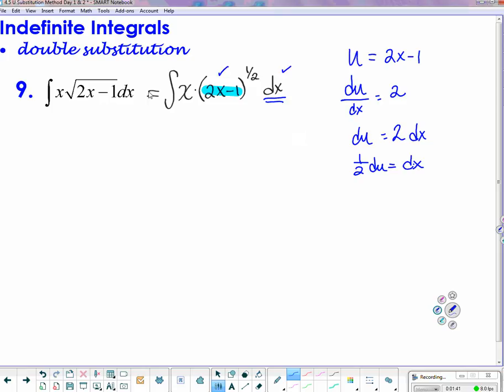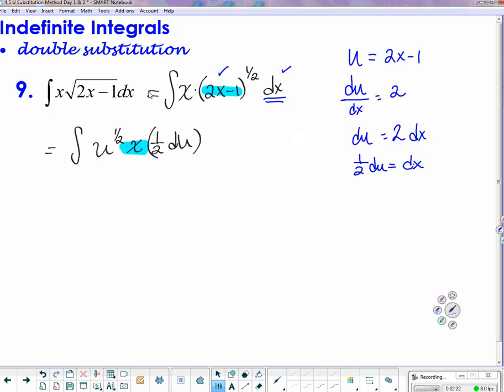Let's just pause a moment and rewrite what we have so far. I end up with u to the 1/2, this x, and then dx is going to get replaced with 1/2 du. So there's a substitution made. Everything looks great until I see that I still have this x in my integral. Well, I cannot have a mixture of u's and x's. So now the dilemma is, how do I get rid of x?